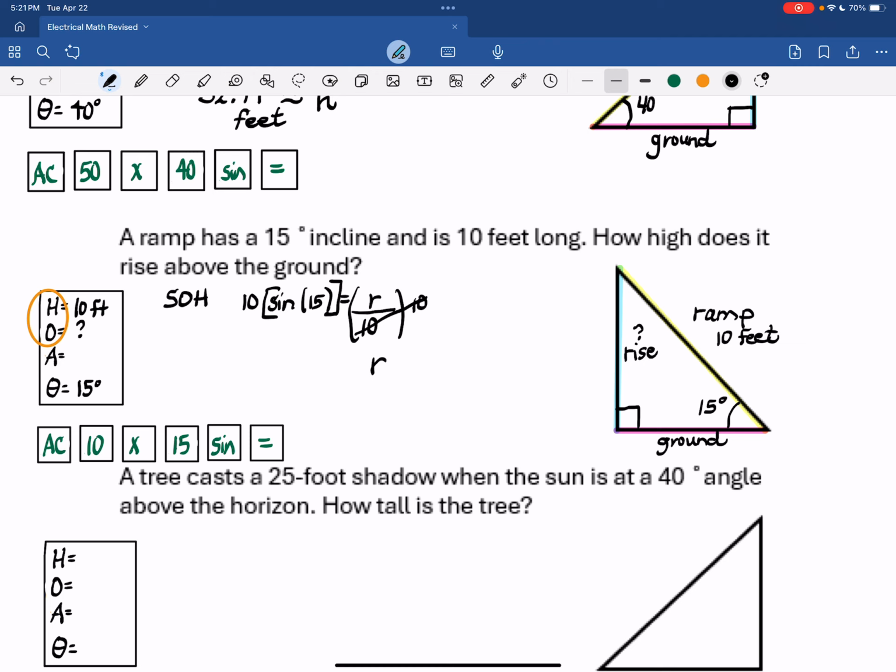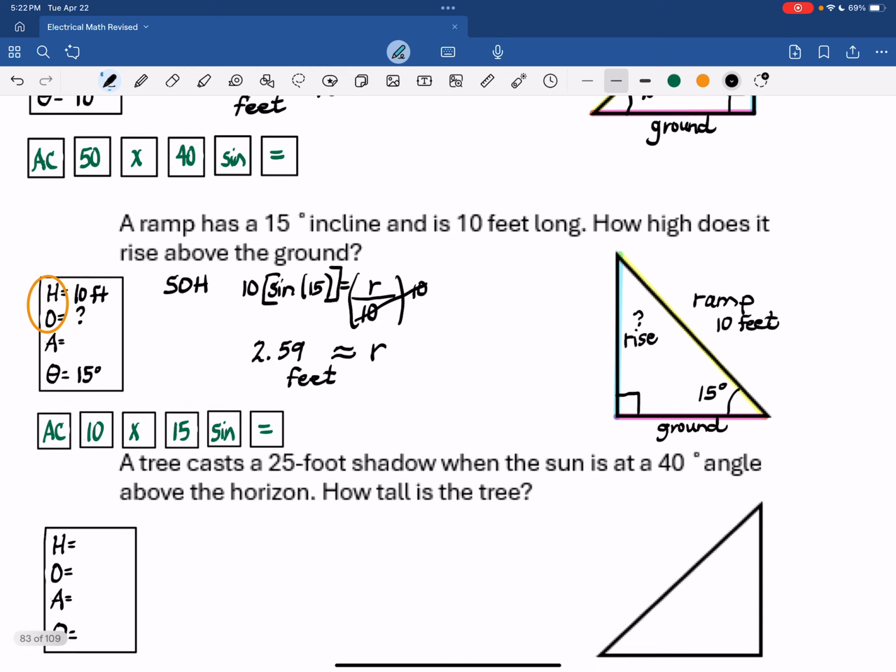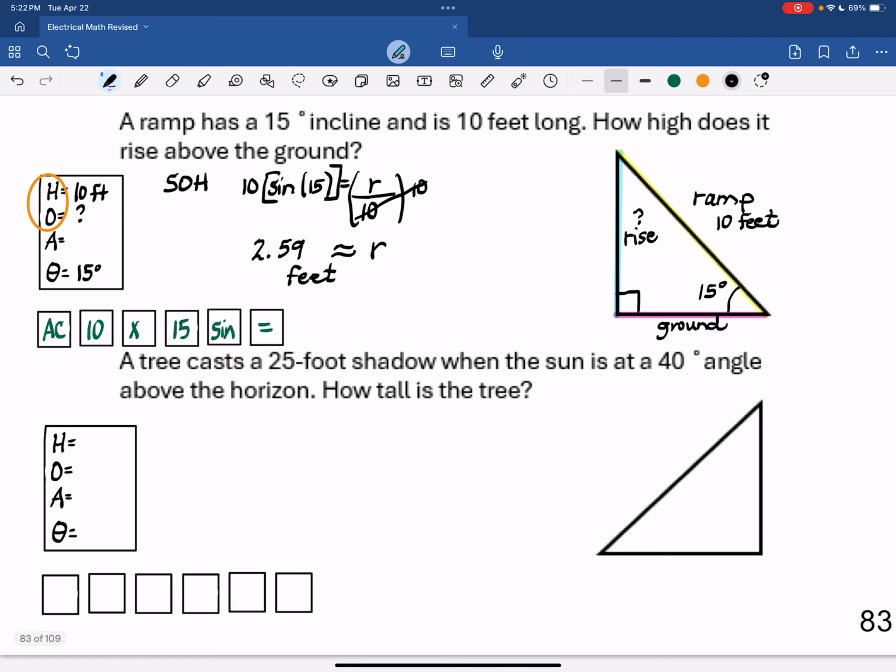So all clear, 10 times 15 sine equals approximately 2.59 feet. That makes sense if you're thinking about a wheelchair ramp or a ramp that is not high off the ground. It's about 2.5 feet tall. That's reasonable for a ramp. If it were 25 feet tall, that would not be as reasonable. And 259 feet would not be reasonable. So always ask yourself, does it make sense?